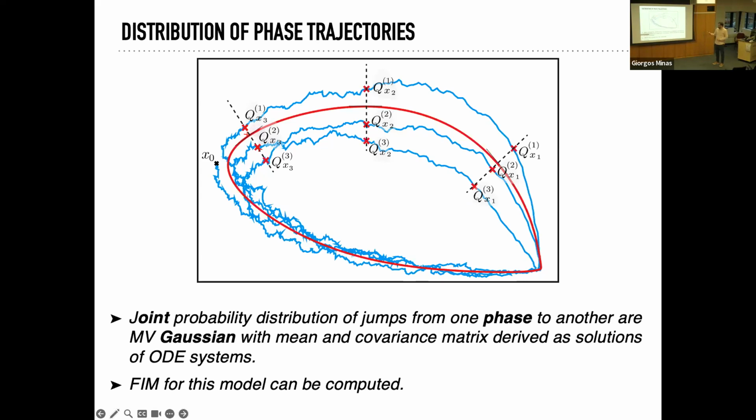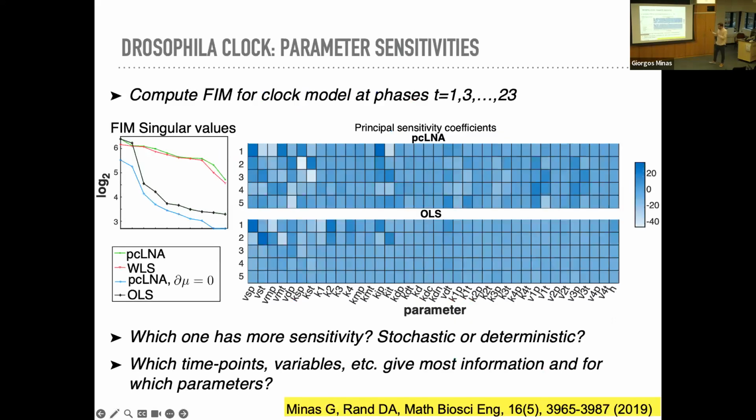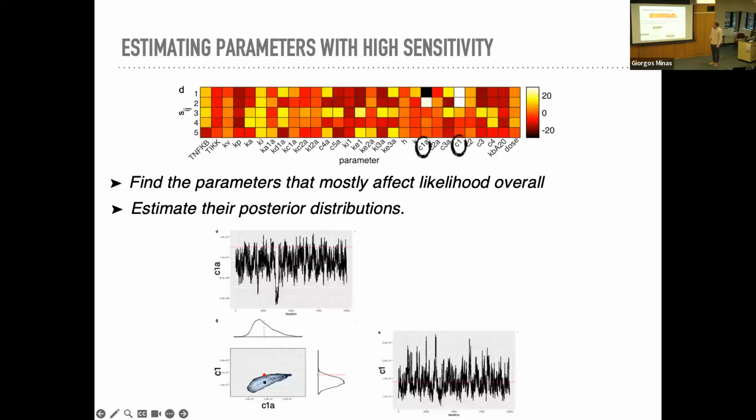We're asking whether this is enough to tell us about the sensitivity of our models, so we do different types of analysis. I won't spend all the time on that, but for instance, we find that the sensitivity with a stochastic model is much better than with a deterministic model. So you can estimate more parameters by accounting for the stochasticity in the model. You can also ask experimental design questions, like what time should I observe, what variables should I observe, using this tool.